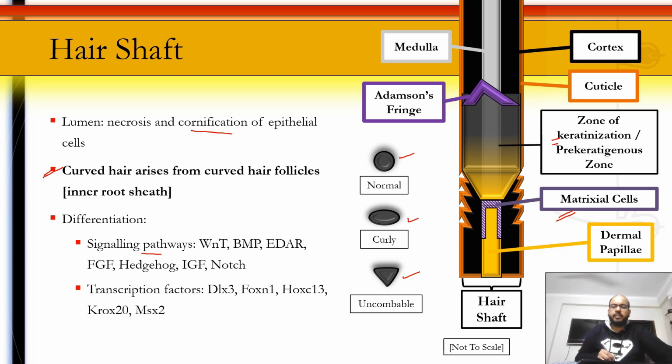Signaling pathways like WNT are required for hair growth, BMP downregulation is required for hair growth, and EDAR, FGF, hedgehog, sonic hedgehog proteins are required for growth. Insulin growth factors, notch signaling, we have discussed some of them in the hair cycling video. Let's move forward.